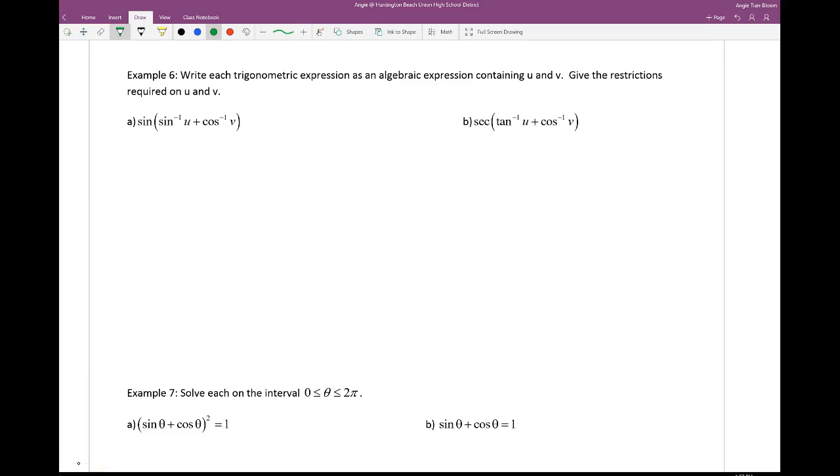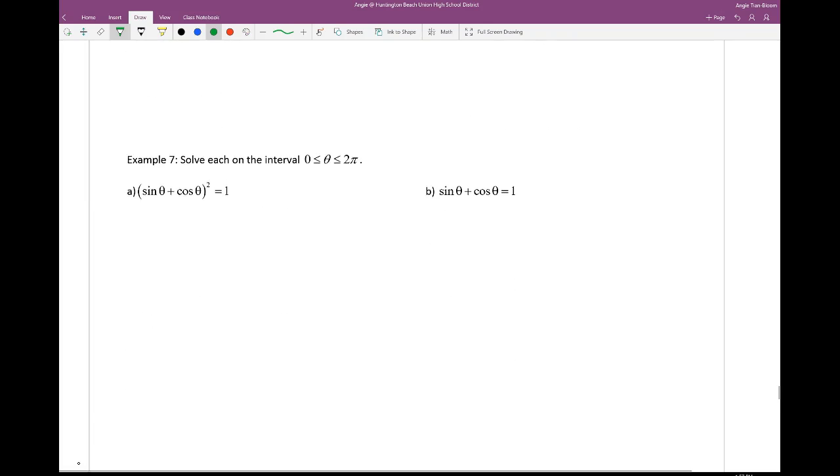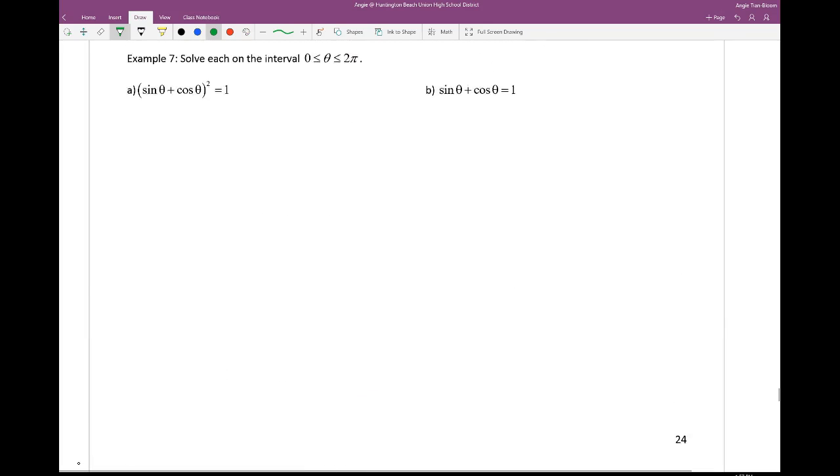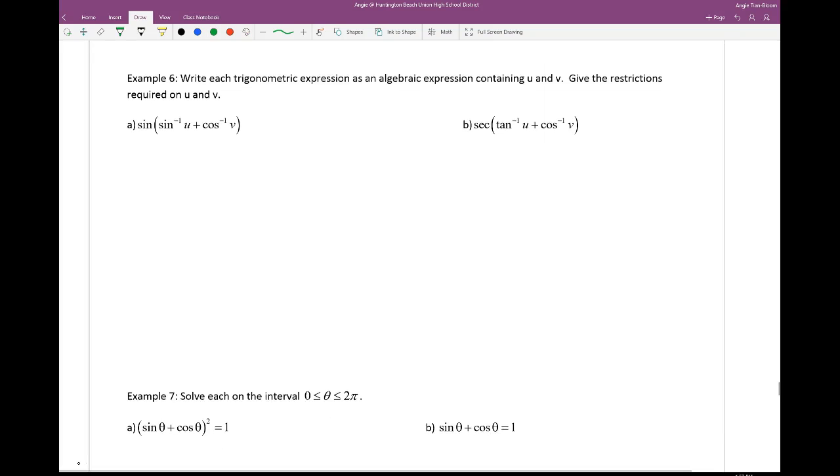Hey kids, this is example 6 in 7.5. I know this section has so many examples, but it looks like we're coming towards the end of 7.5.